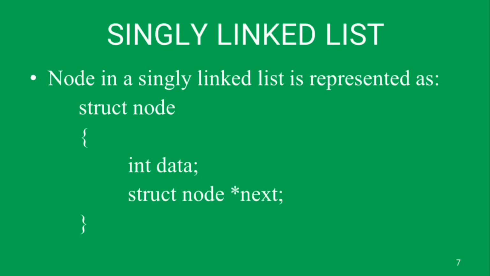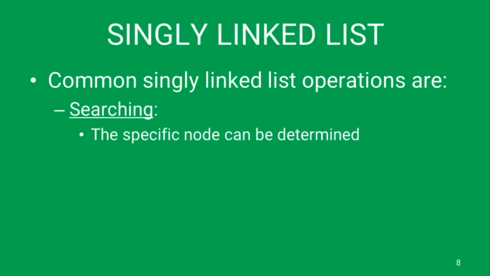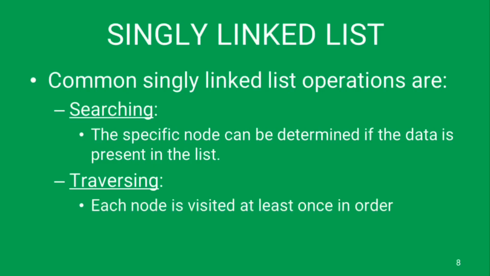Alright, now let's look at some of the operations that are done in single linked list. The common single linked list operations are searching. So basically if you want to search for a specific node, then it can be determined if the data is present in the list or not. Okay, you can search through the entire list and you can find out if it is present or not. The second operation is traversing, that is you are going through each and every node at least once in order to perform specific operation. Okay, so this is the meaning of traversing, going through the entire linked list and every node at least once.